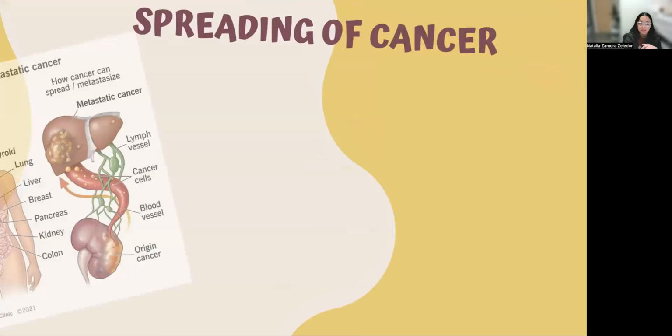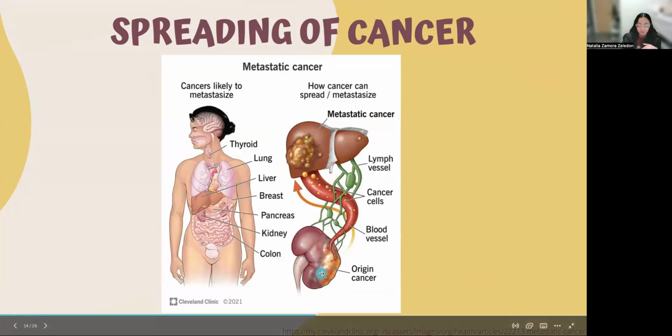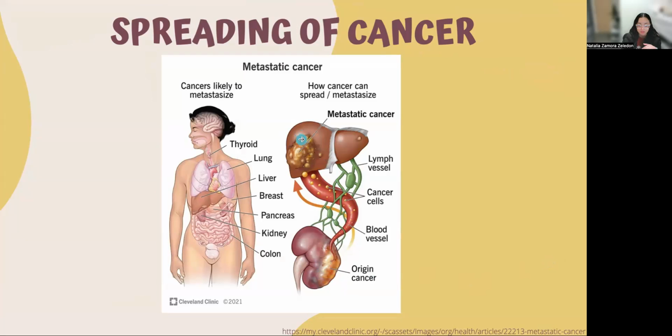As we mentioned, cancer cells can break away from the original tumor and travel through the blood or lymph system to distant locations in the body and form tumors in those areas. That is called metastasis. When someone is diagnosed with metastatic cancer, it means that they have an original tumor, but they also have more tumors in other parts of their body that were caused by cells from the original tumor.